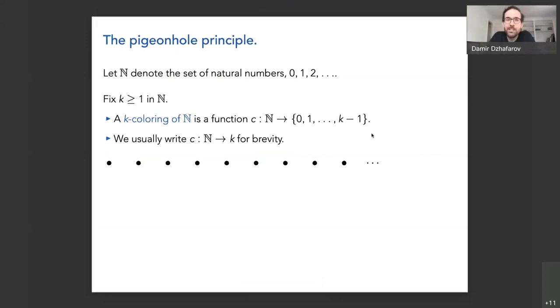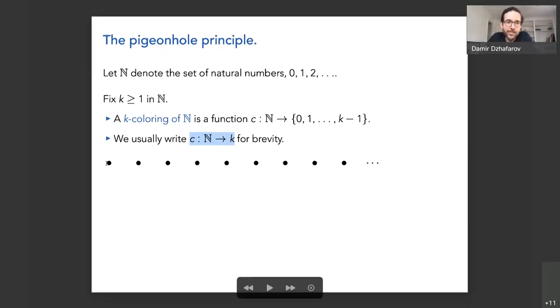Let N denote the set of natural numbers, 0, 1, 2, etc. And then a k-coloring, for a natural number k, a k-coloring of the natural numbers is just a function that assigns each natural number one of k many values, 0 through k minus 1. And you can think of those as colors if you like, right? So red, green, blue, etc. And we usually use this notation just to make things brief. So I'll be doing that in this talk.